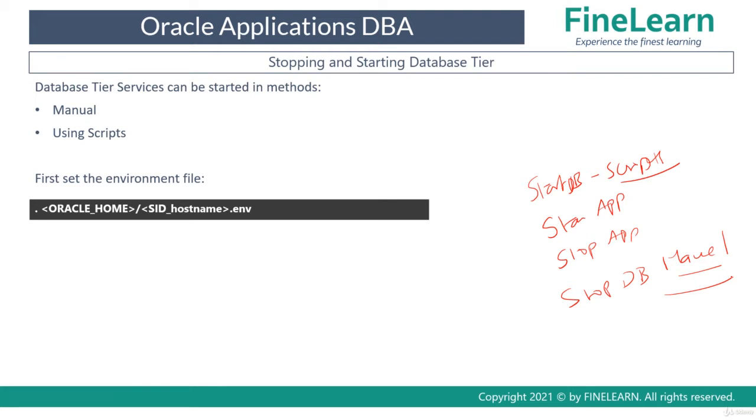One important thing you need to understand is that if you are using a 19c database with Oracle E-Business Suite 12.2, remember that 19c is only certified to be used with EBS 12.2 if it is a CDB. So you cannot run a non-CDB 19c with EBS. There will be two environment files in this case, one with only the SID, which is the PDB name, and the other with the CDB name underscore SID underscore hostname dot env. So there will be two different environment files. Let us have a look at the practicals now.